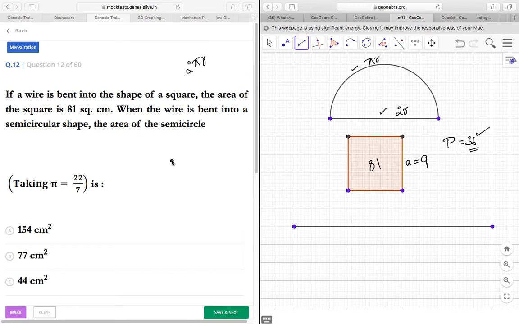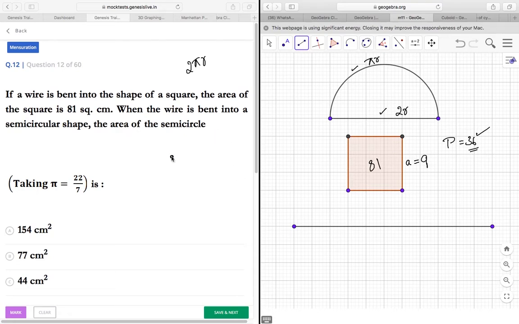Fine. So don't go with the scale now. I have just drawn the diagram without any scale. It's not 81 square centimeter, or the perimeter is not exactly the same as this one, and this length is not the same as the length of the wire. This is just for explanation.